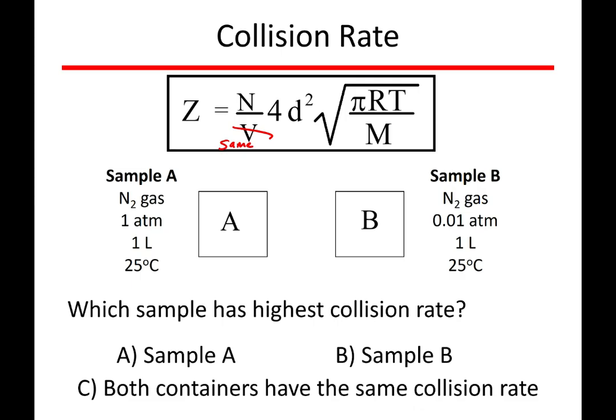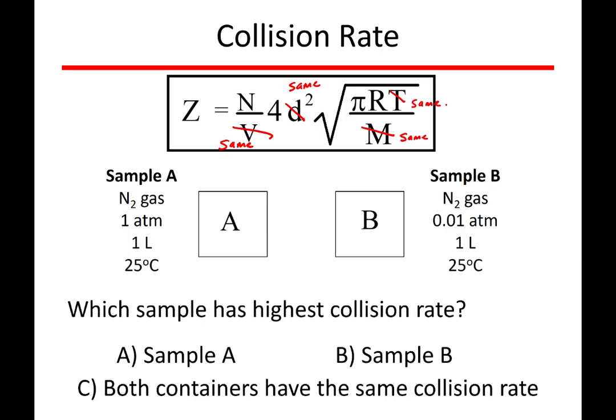And in both cases, we're dealing with nitrogen gas. It's the same gas, and so that means that the diameter is going to be the same. So that can be canceled out, and we don't have to worry about that. Additionally, again, because it is the same gas, the molar mass is the same, so we don't have to worry about the effect of molar mass. And the temperature is the same. Everything is at 25 degrees C, and so we don't have to worry about that.